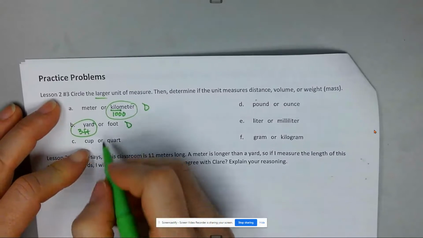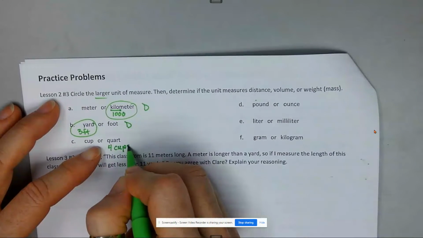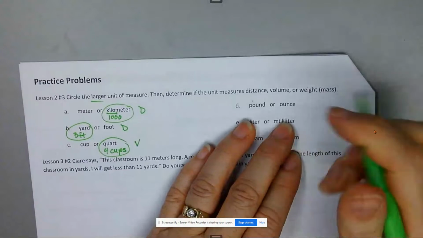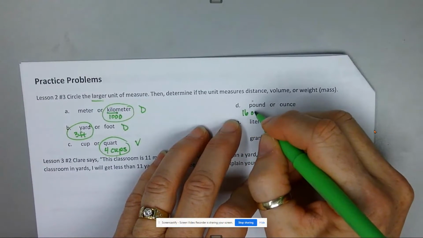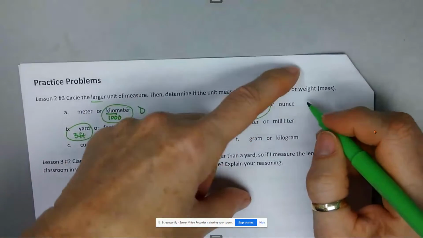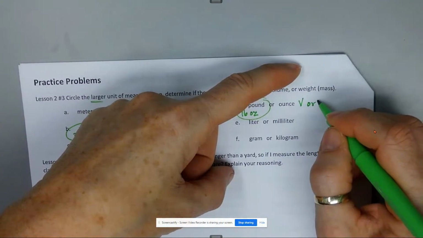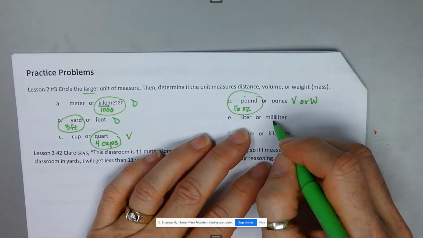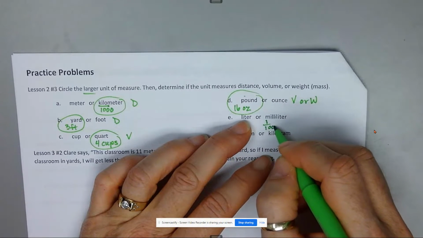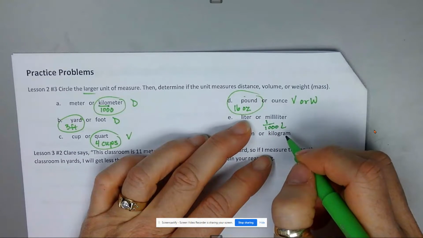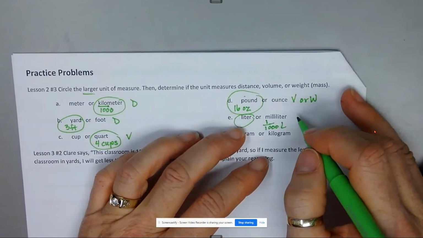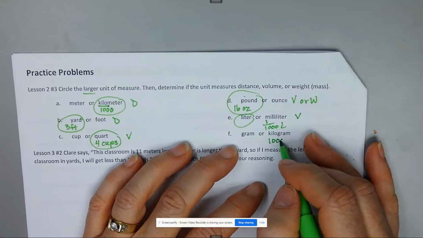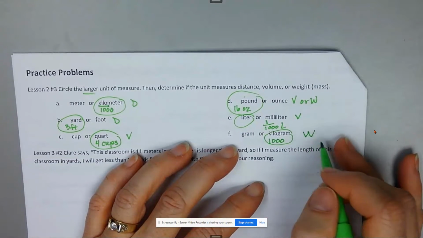A cup and a quart: a quart is equal to 4 cups. And this is volume. Liquid is usually your volume. Pound or an ounce, there's 16 ounces in a pound, which could be volume or weight, mass. Liters, a milliliter is 1/1,000th of a liter. So the liter would be greater, and that is also going to be a volume because that's your liquid. And then gram or kilogram, that's 1,000 grams. So that is our weight.